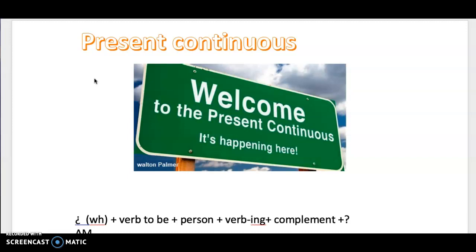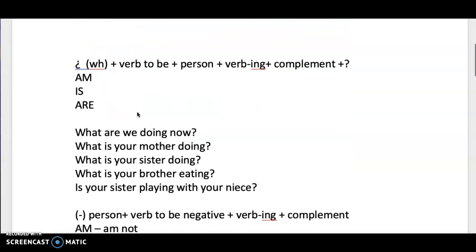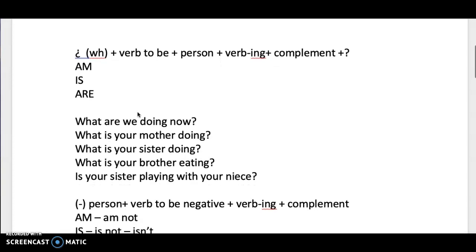Okay? Let's start. So when we have an interrogative sentence, this is the formula for you to pay attention to. We have the WH question, we have the verb to be, we have the person or the subject pronoun, the verb with ing, the complement, and always remember the question mark. Okay? What is the verb to be? Is, and are. Okay? Remember that.